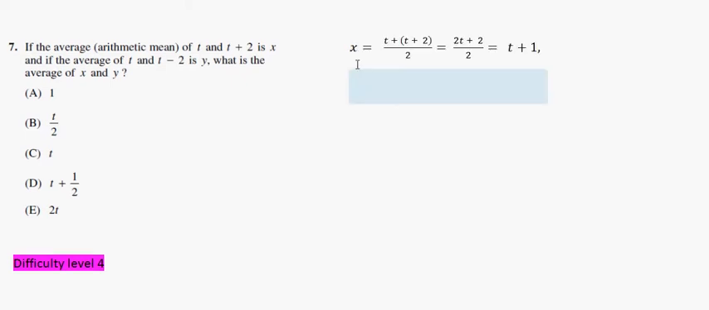Step number 1. x is the average of t and t plus 2. So we add t and t plus 2 and divide the result by 2. In the numerator of the fraction we combine like terms. We get 2t plus 2, and then each term in the numerator we divide by the denominator, 2. 2t divided by 2 is t, 2 divided by 2 is 1. Therefore, x equals t plus 1.